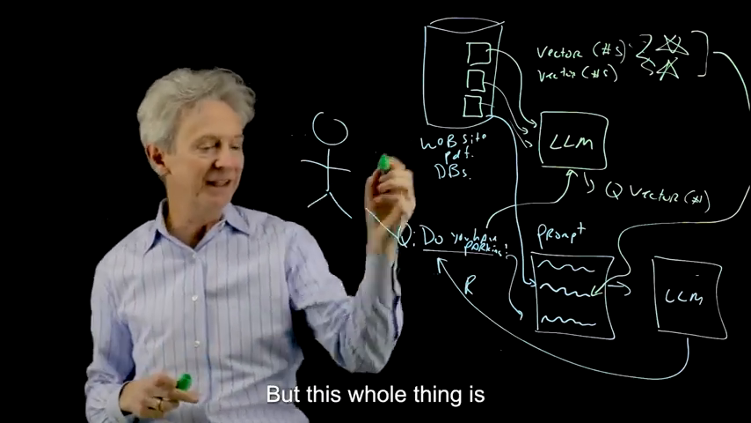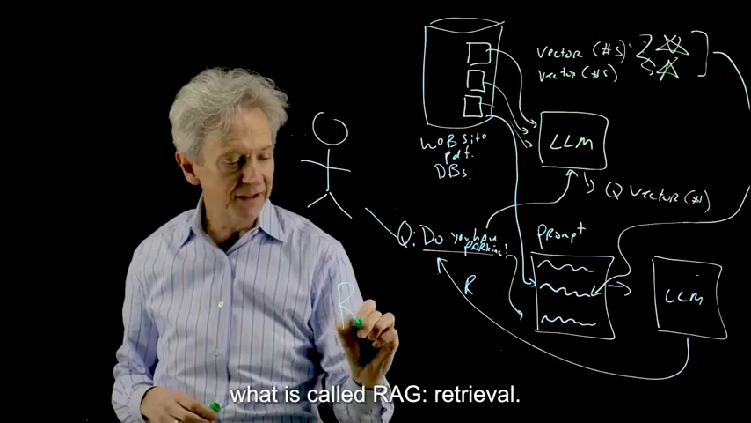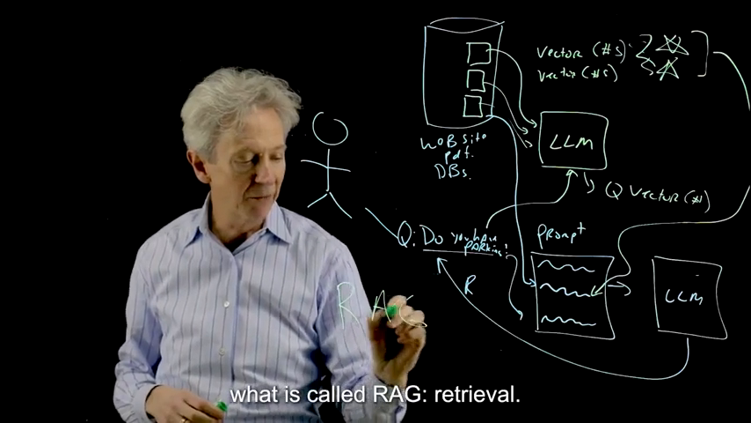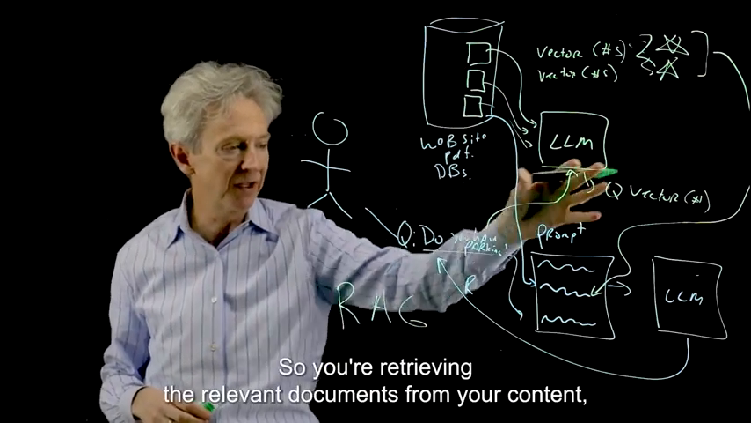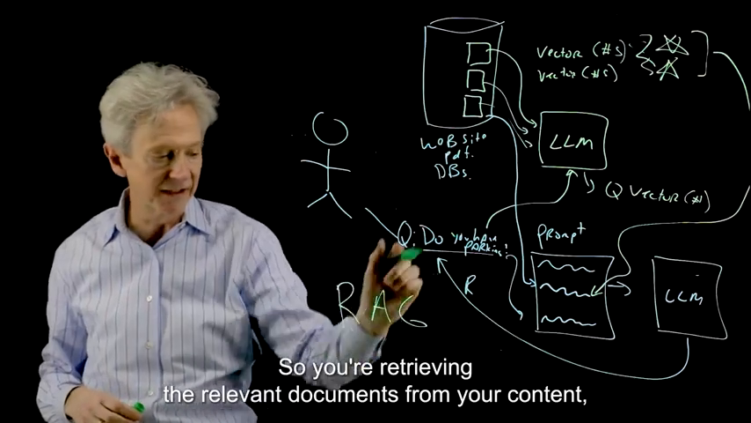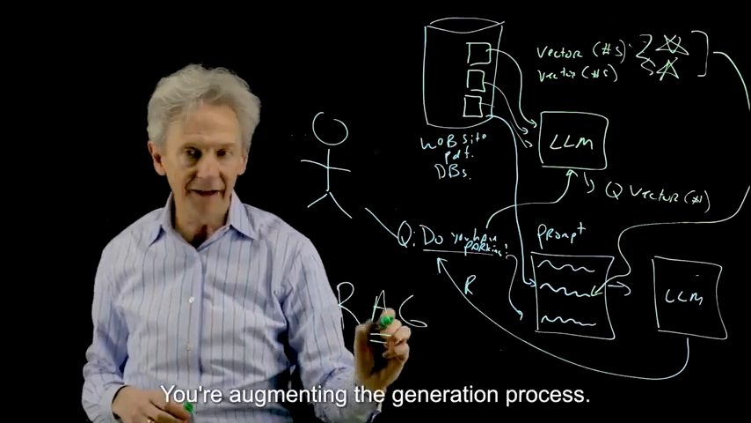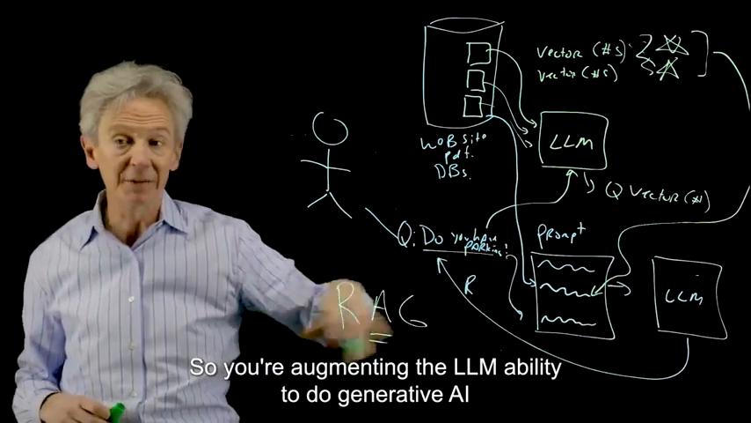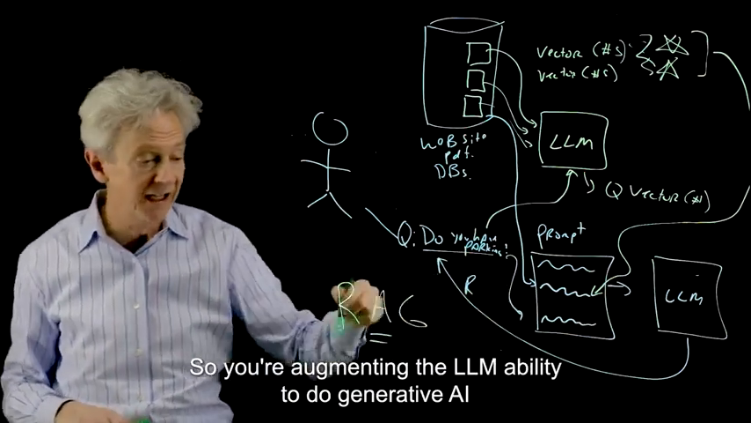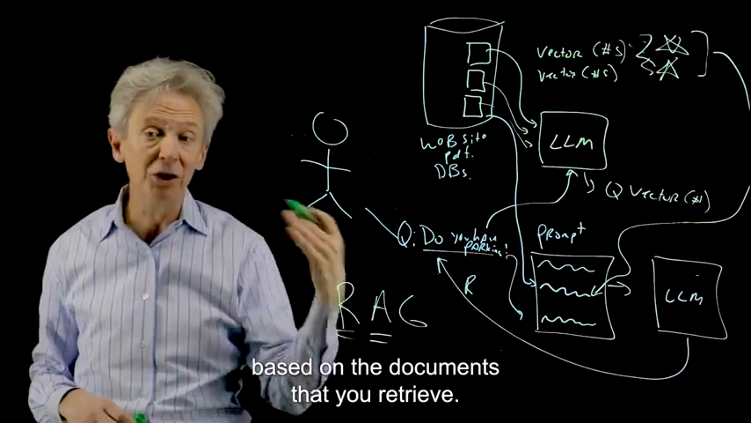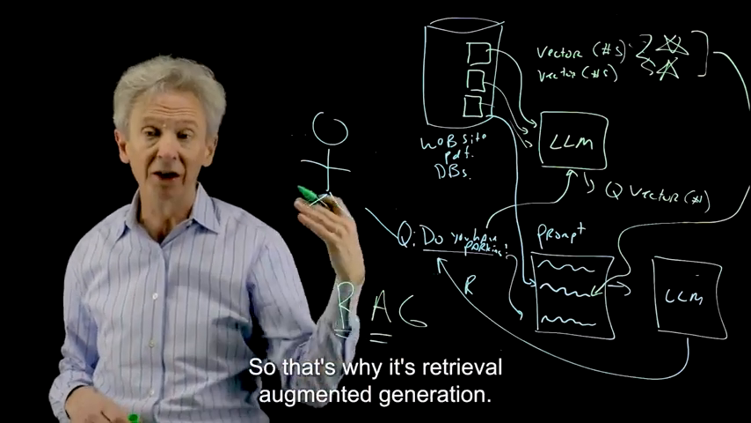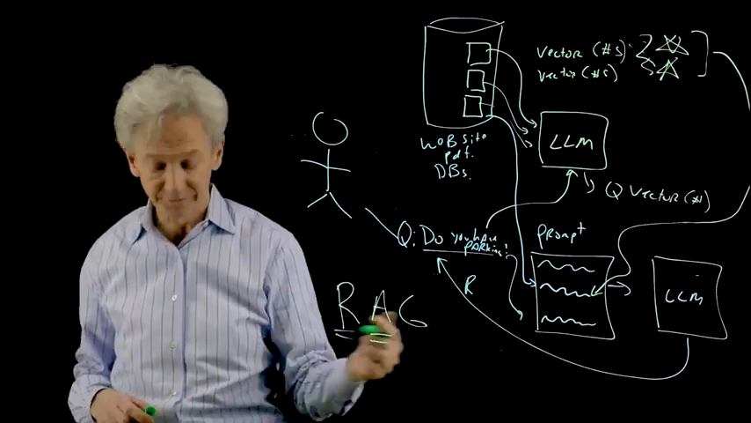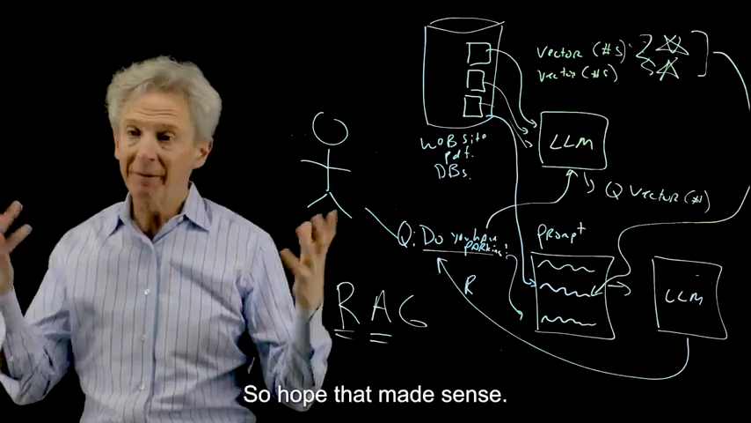But this whole thing is what is called RAG, retrieval. So you're retrieving the relevant documents from your content. You're augmenting the generation process. So you're augmenting the LLM's ability to do generative AI based on the documents that you retrieve. So that's why it's retrieval augmented generation. Okay, so I hope that made sense.